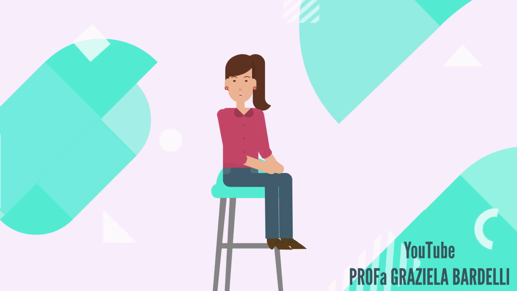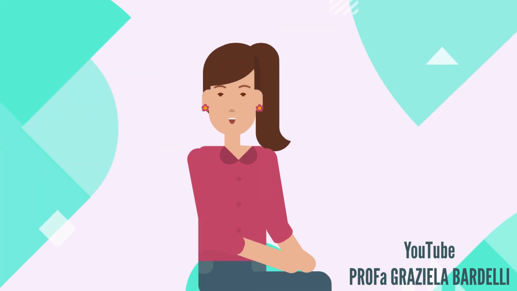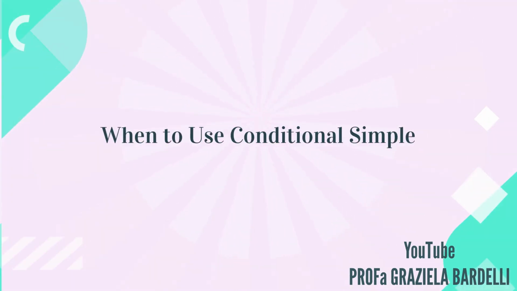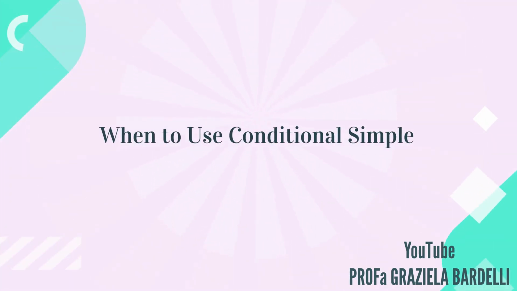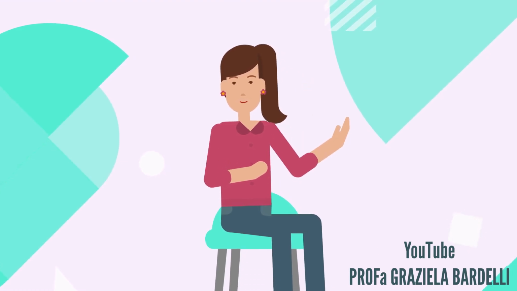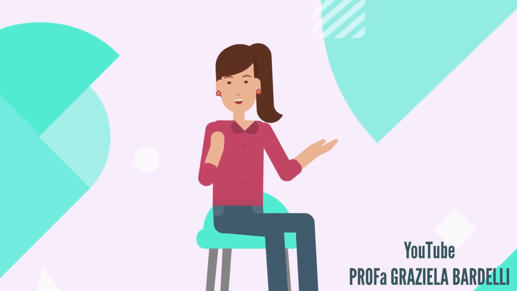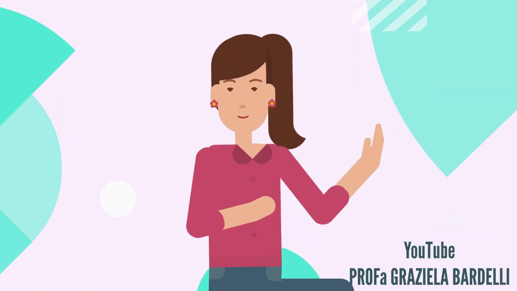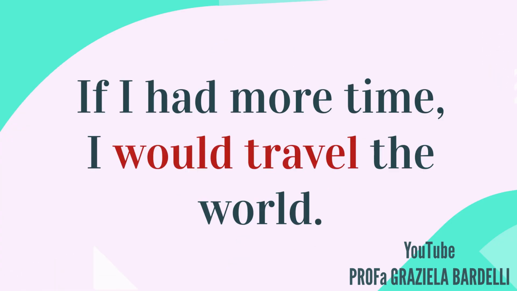Do you have any doubts about how to use the conditional simple tense? Let's dive into this important grammatical concept together. The conditional simple is used to describe actions that are dependent on a condition. It expresses what would happen if a certain condition is met. For example, if I had more time, I would travel the world.